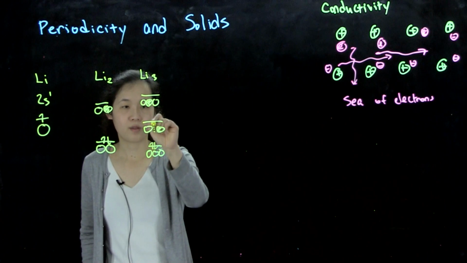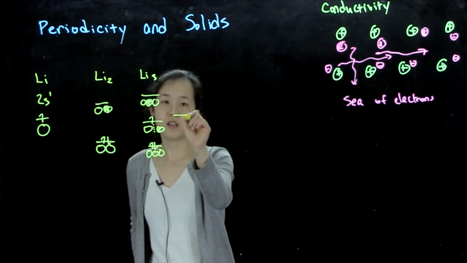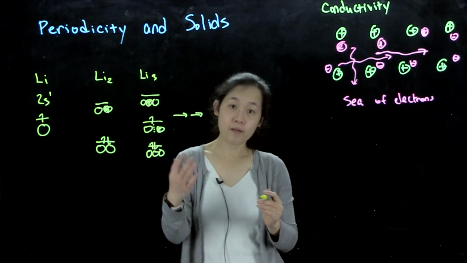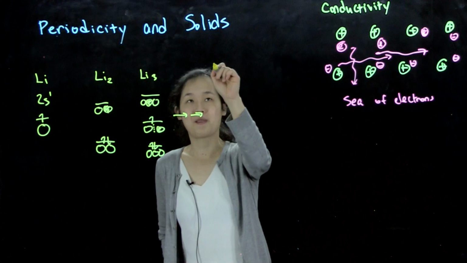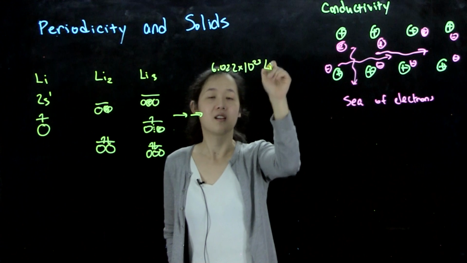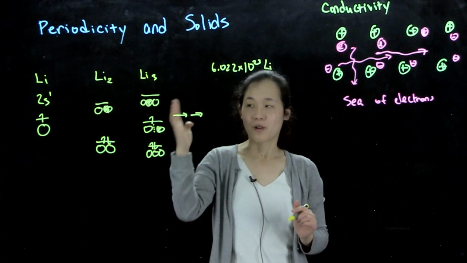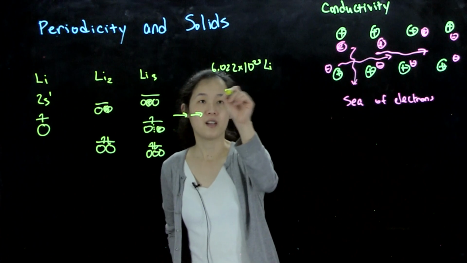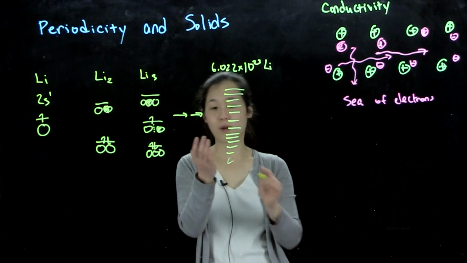So 1, 2, 3. This goes on and on until, if we have a giant chain, say a mole, 6.022 times 10 to the 23, a mole of lithium atoms, we're going to have Avogadro's number of MOs. They're all going to stack together, forming a bunch of little lines all together. It's going to spread out. Some of them are filled, some of them are empty.